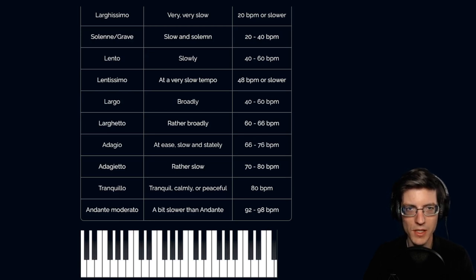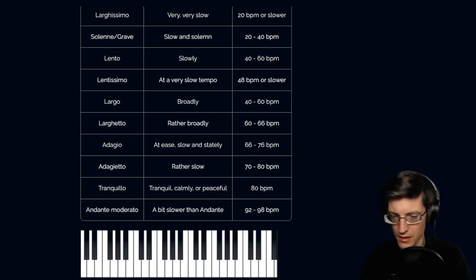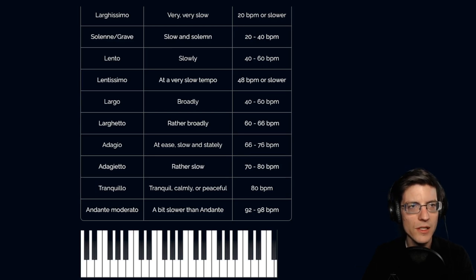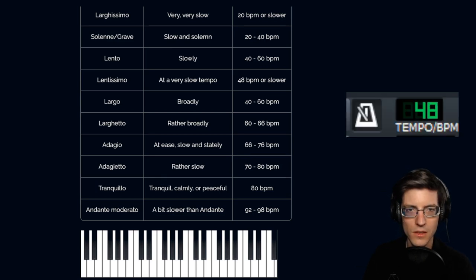Largo is, once again, like lento, 40 to 60 BPM. And then larghetto is 60 to 66, so a little bit of a tighter range. Let's take a look at that. So that's 60. So 48, this would be anywhere within largo, correct? 56, yep. Still largo, larghetto, adagio.